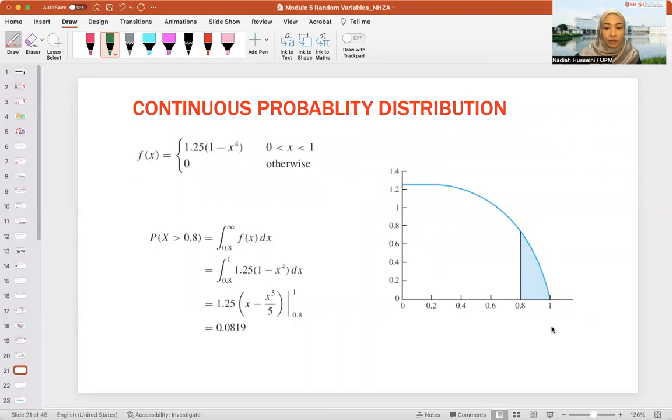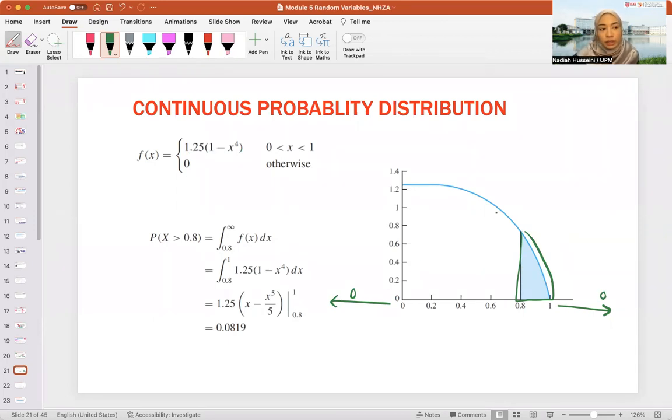Okay, so let's see. If we were to plot this function of 1.25 times (1 minus x) to the power of 4, assuming that we know how it looks, this is what we're going to plot. And we only want to know this portion of the curve. Our curve is from 0 to 1. Otherwise, it's just 0. So beyond 1 is 0, and less than 0 is also 0. The function only exists between 0 and 1.